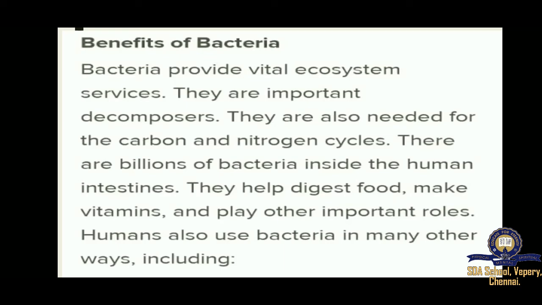There are billions of bacteria inside the human intestines. They help digest food, make vitamins, and play other important roles. Humans also use bacteria in many other ways, including creating products such as ethanol and enzymes, making drugs such as antibiotics and vaccines, making biogas such as methane, cleaning up oil spills and toxic waste, and killing plant pests.